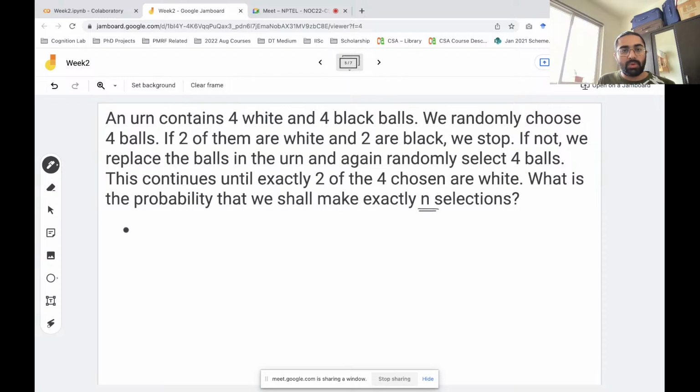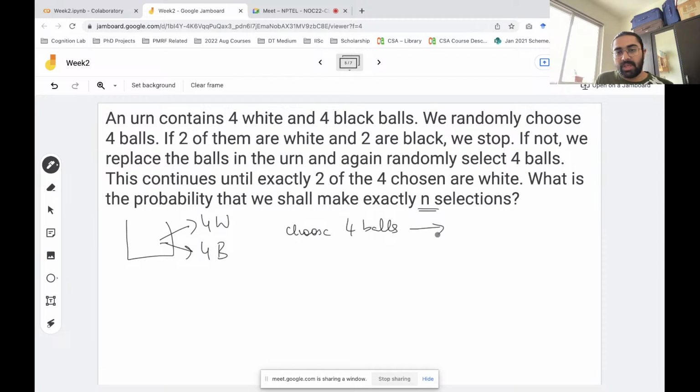Okay, so we have an urn. In this I have 4 white balls and 4 black balls. Every time I choose 4 balls, it's possible all 4 are white. I can get any combination, right? I can get 1 and 3, 2 and 2, and everything.